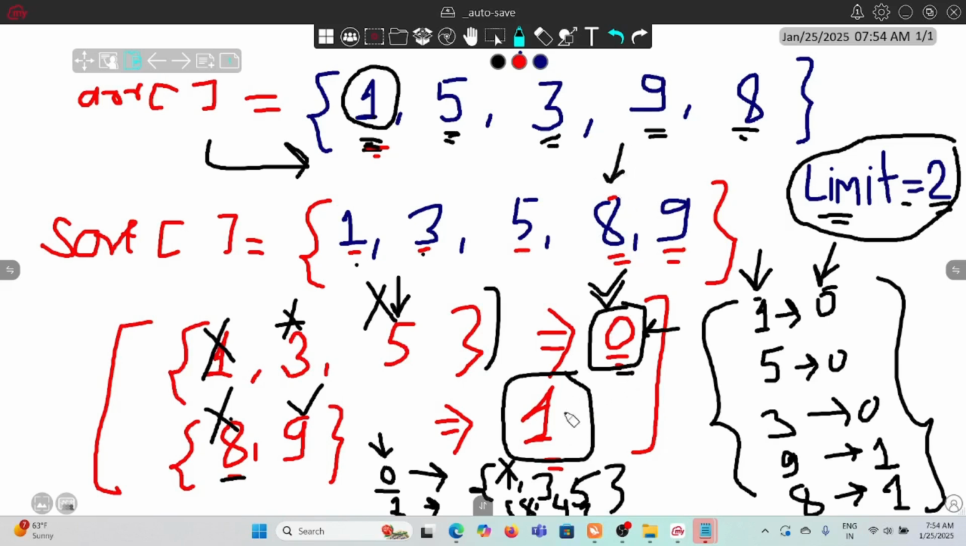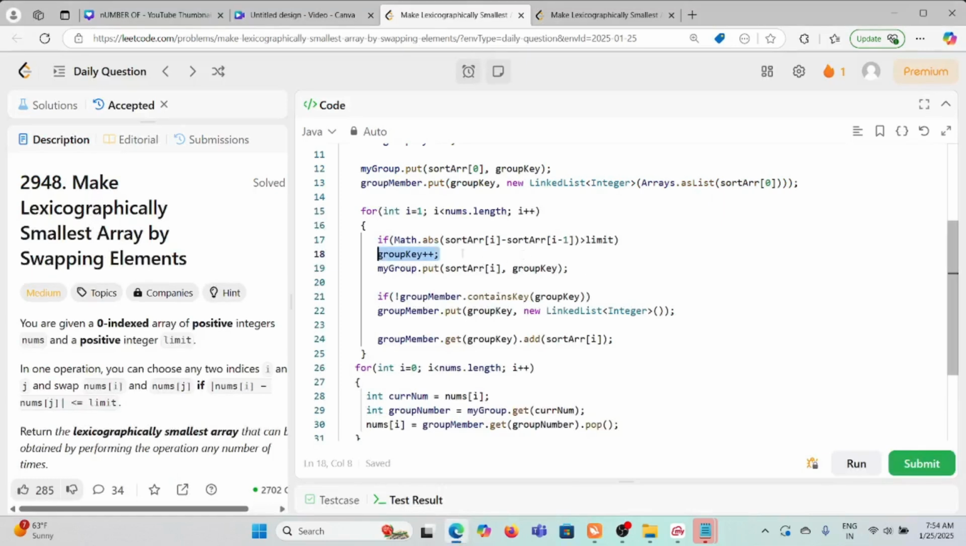That is why the group goes from 0 to 1. So for that reason, we are increasing that. If it is going beyond the limit, that means a new group should be there. So that is why we are increasing the group ID so that a new group could be created. And see here, we are putting whoever is the number and its corresponding group key, that this number has this group ID.